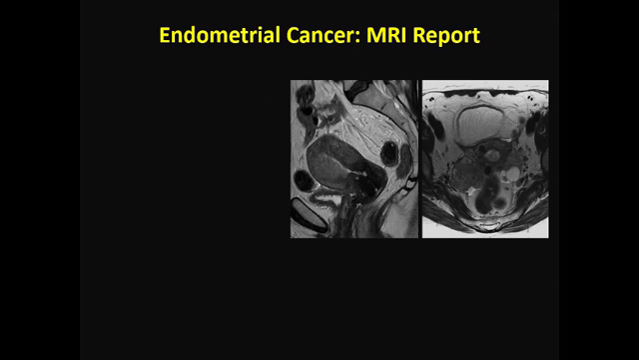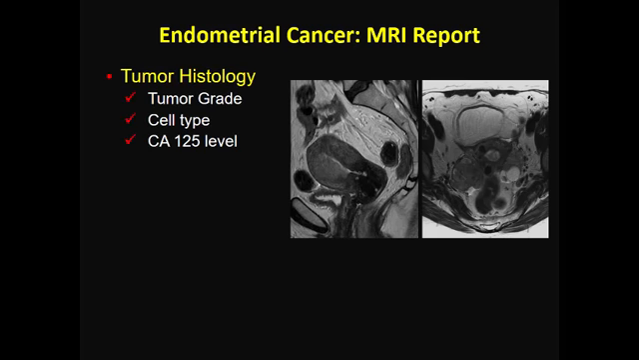So how do I report an MRI for the endometrial cancer? State the tumor grade, the cell type. Is it an adenocarcinoma, or is it a serous papillary type, or is it a clear cell type? And the CA125 level, if that was done.